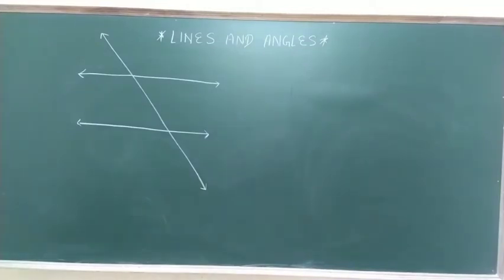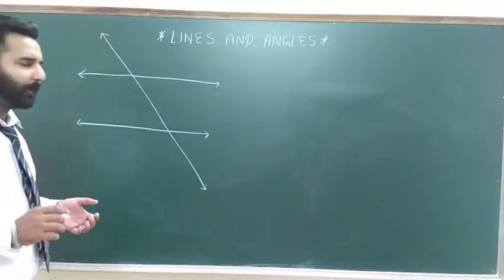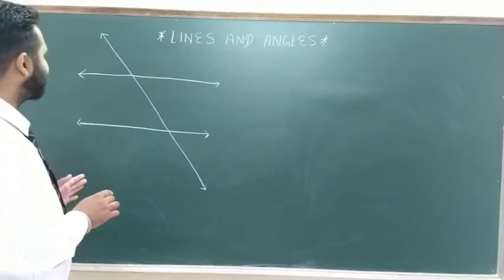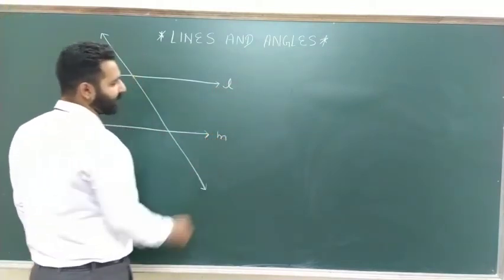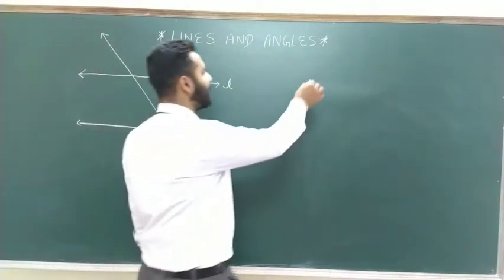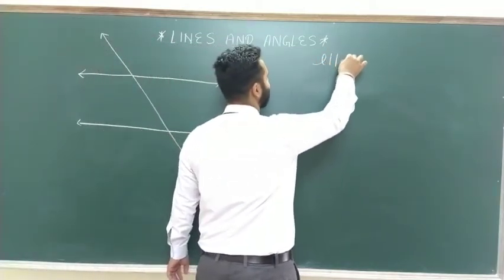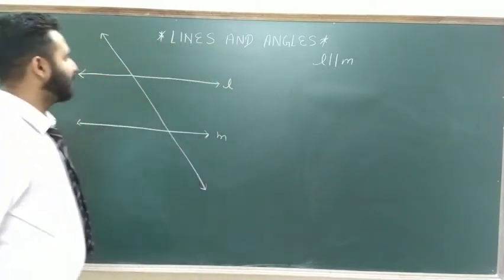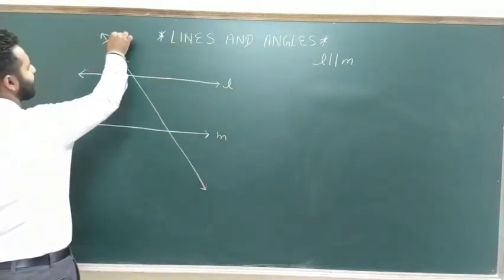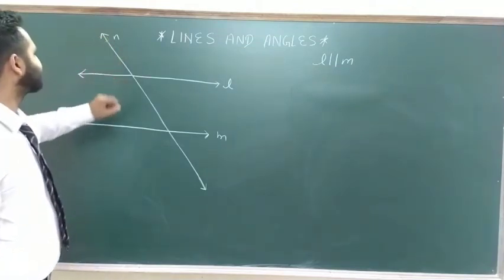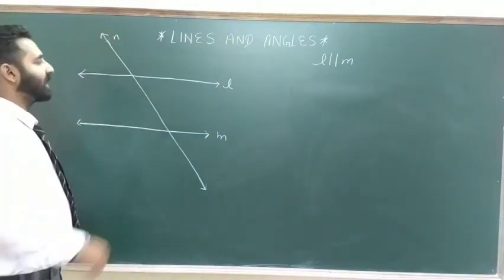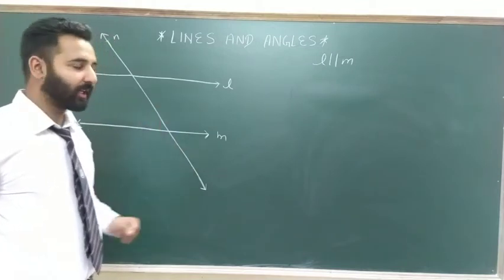Now we will discuss various pairs of angles and their properties. For that, here I am having two lines L and M. We can say L is parallel to M, and this line I am having is N. N is a transversal. This line is known as a transversal.